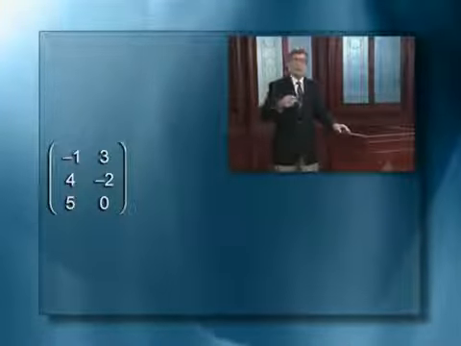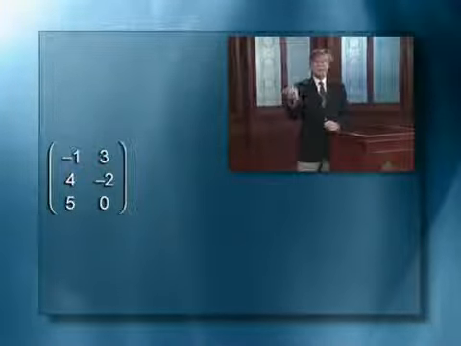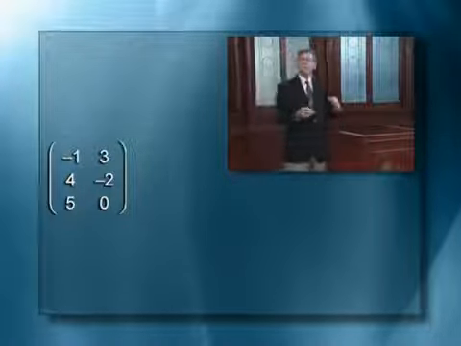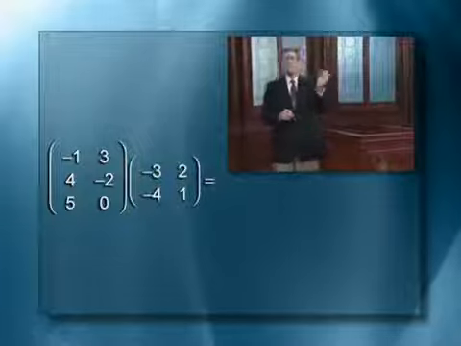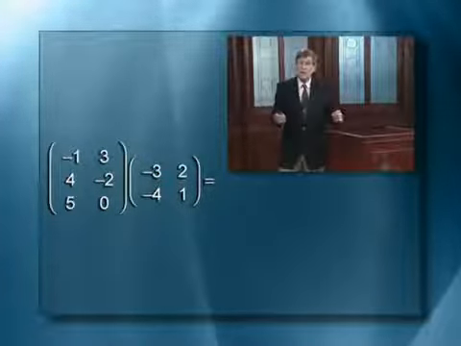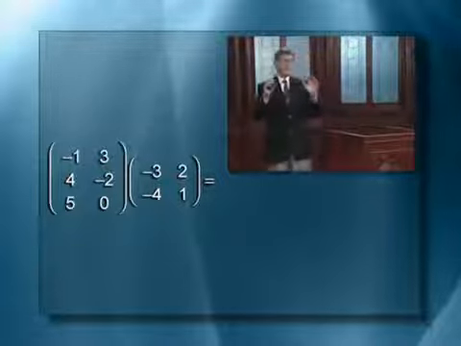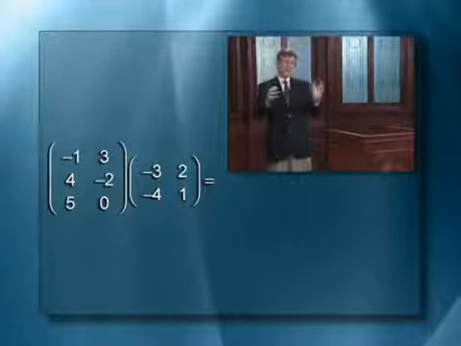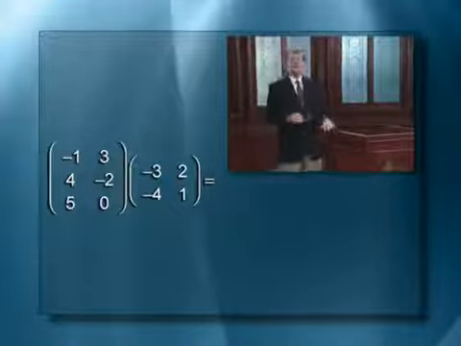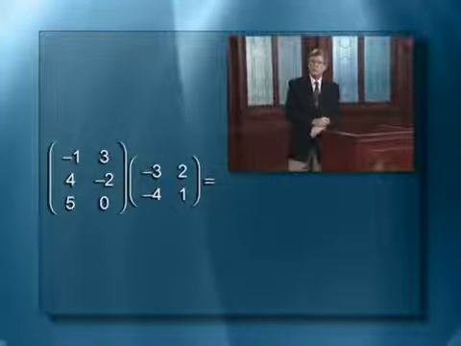Let's multiply the following 2 matrices. The first one will be a 3 by 2 matrix, 3 rows, 2 columns. The entries are minus 1, 3, 4, minus 2, 5, 0. And I'm going to multiply it by the matrix minus 3, 2, minus 4, 1, a 2 by 2 matrix. In a minute, I'll talk about whether or not you're even allowed to multiply these matrices. Trust me, you can in this case. And the answer is going to be a 3 by 2 matrix.